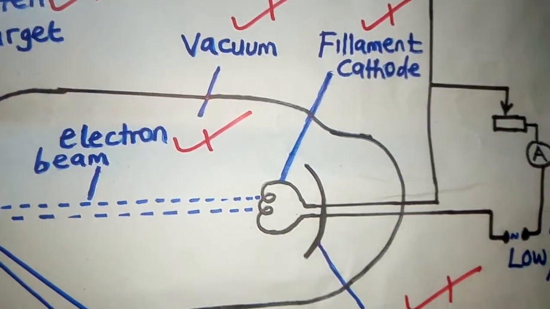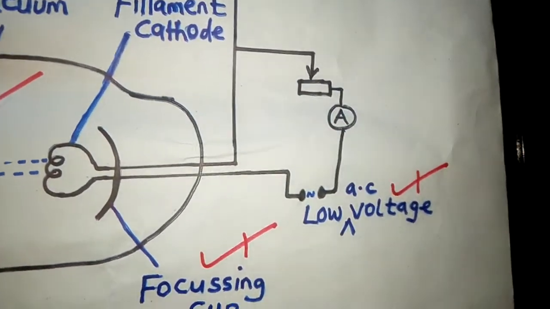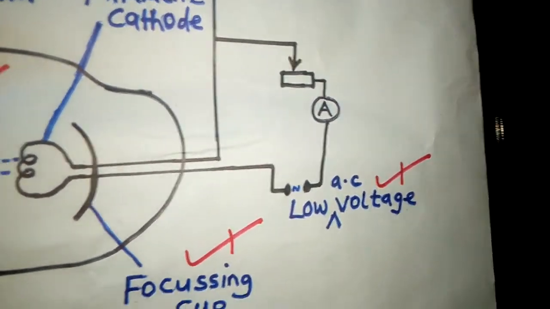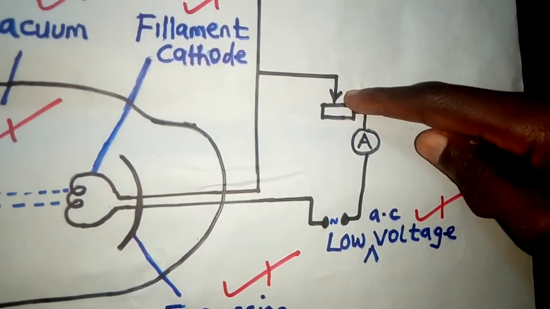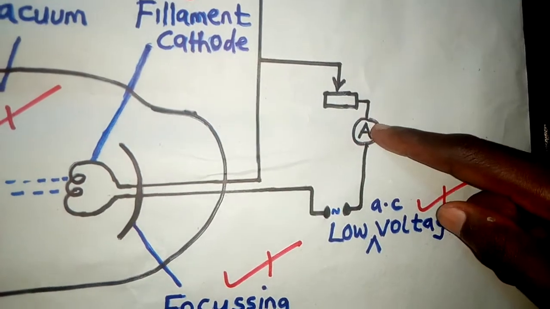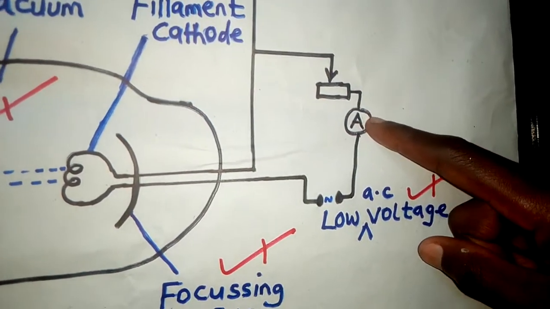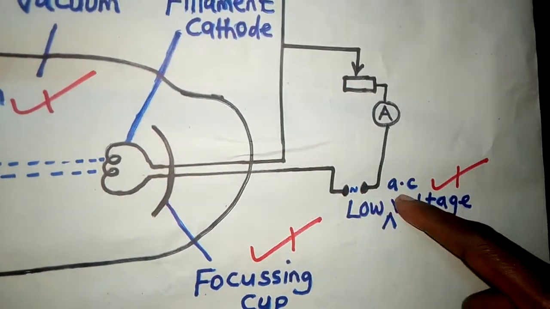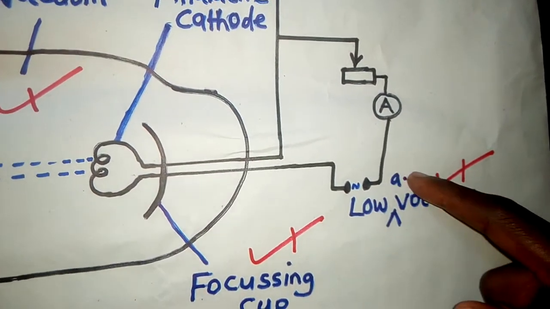So you have the filament cathode. On this side you have low voltage. This is a rheostat to control the amount of current. This is an ammeter to measure the amount of current. Then here you have low AC voltage.